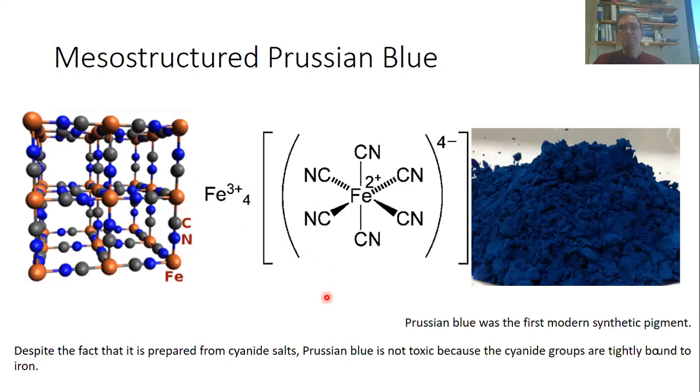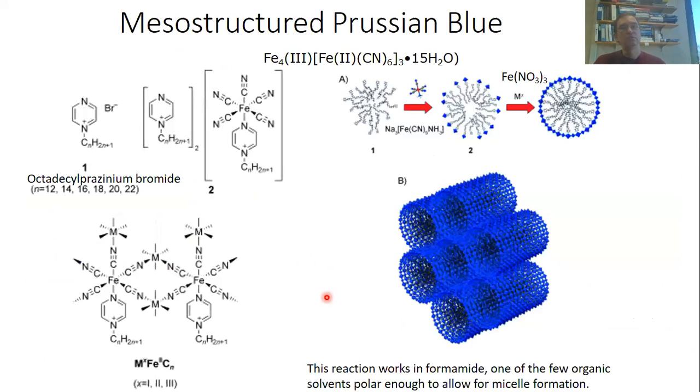Okay, now how can you make a mesostructured form of Prussian Blue? So here's how. You can, in this case, use a modified structure directing agent, a modified template, which is here an alkyl group bound to this quaternary nitrogen, which is formerly the negative charge. But this nitrogen is part of a pyrazine ring, which has an additional nitrogen here.